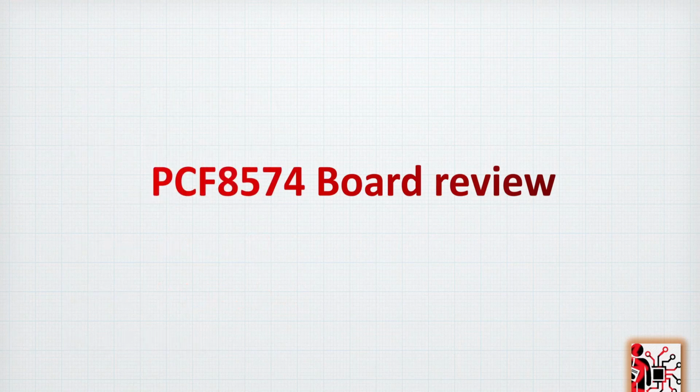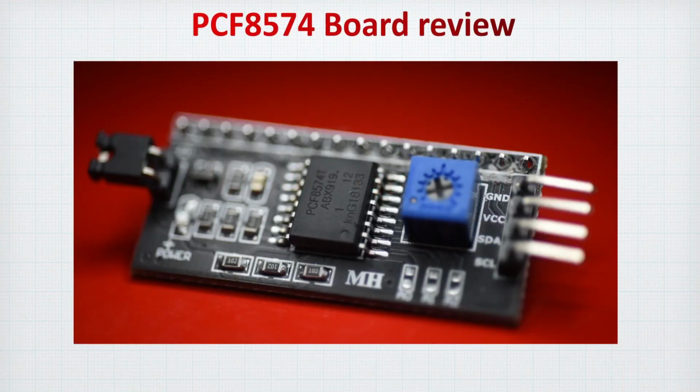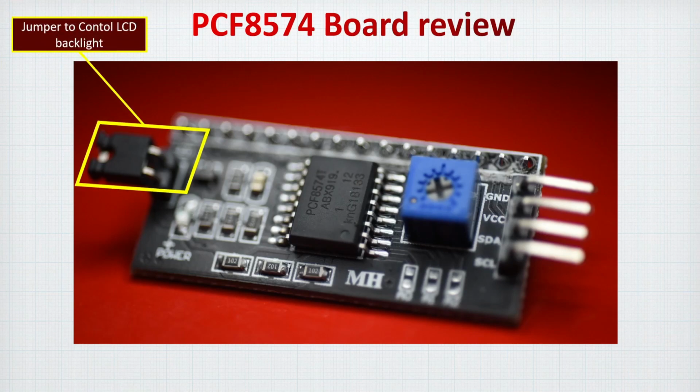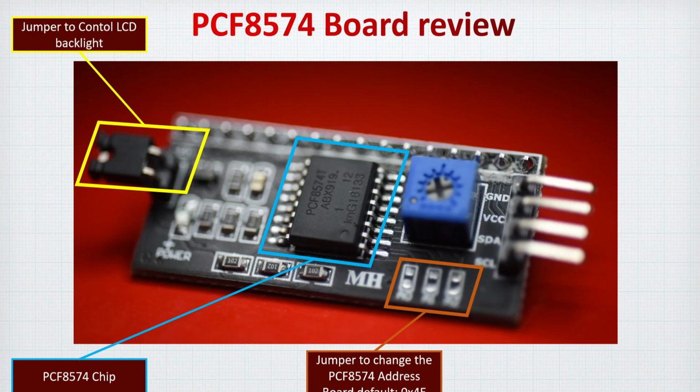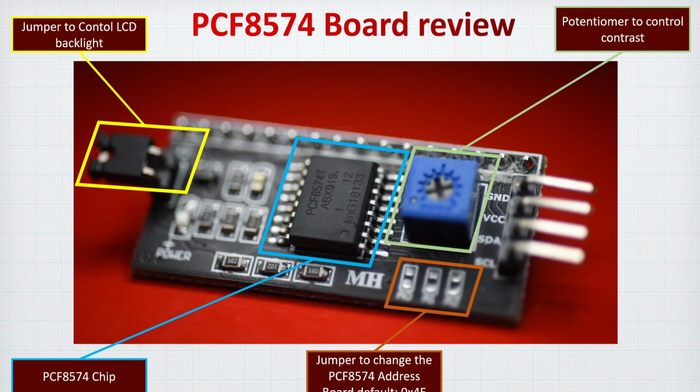So let's start with a quick review of the board that we are going to add. First of all, at the far left there is a jumper that is used to control the LCD backlight. You don't need to touch or change this jumper. This is our PCF8574 chip. No need to stop on this. And here we have a jumper that can be soldered to change the address that we are going to use in the I2C communication. The default board address is the hexadecimal 4E, and we are going to use this address in our tutorial. Finally, there is a potentiometer that is used to control the contrast of the display.